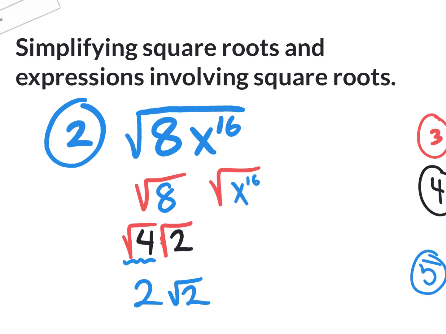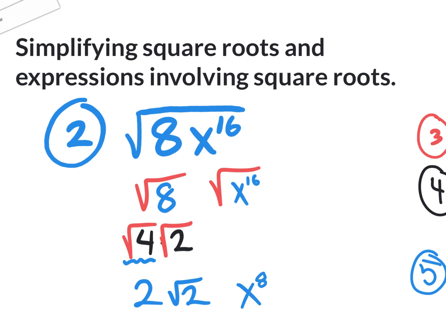By the way, the Casio calculators could do that for you. You could type in square root of 8, hit equal, it'll tell you that it's 2 square root of 2. Okay? But what about this guy over here? The Casio calculator cannot do variables. So what is the square root of x to the 16th? X to the 8th. That's right. So our answer down here is going to be x to the 8th.